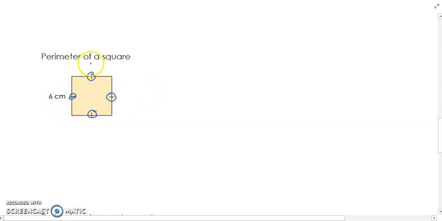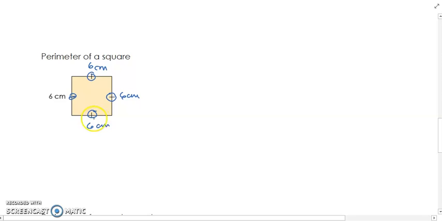So if this side is 6 centimeters, this side is 6 centimeters, this is 6 centimeters, and this is also 6 centimeters. All right? So again, we could add 6 plus 6 is 12, 12 plus 6 is 18, 18 plus 6 is 24, and we could have gotten the answer to be 24. But that's quick and easy when the numbers are small. But let us look at another way.